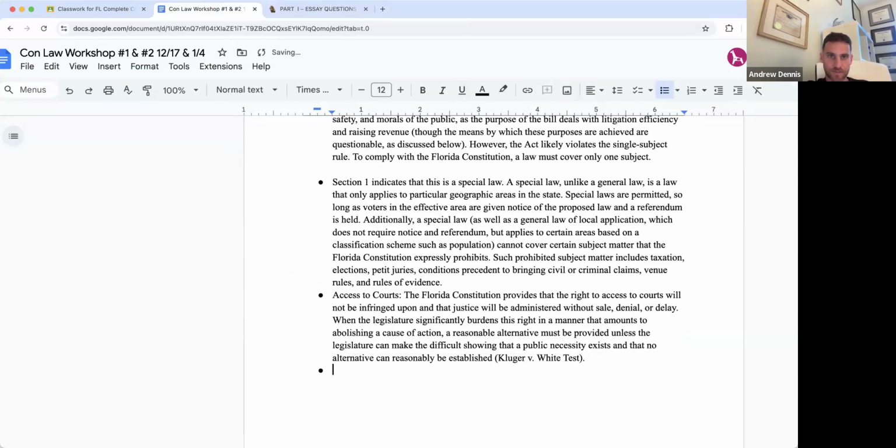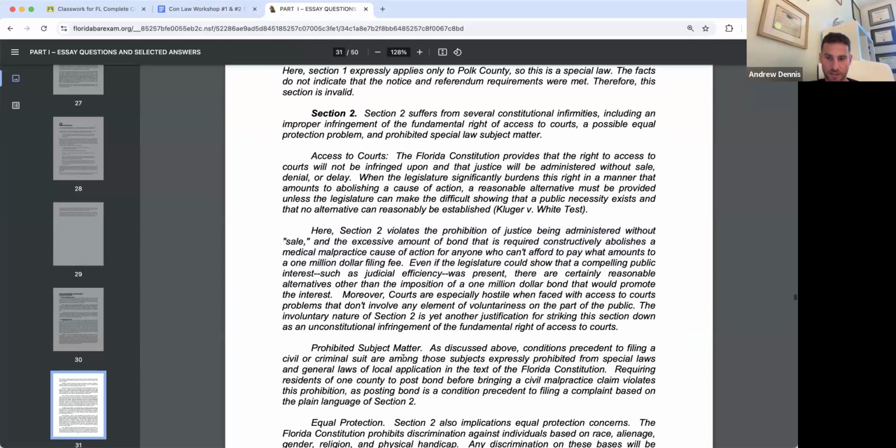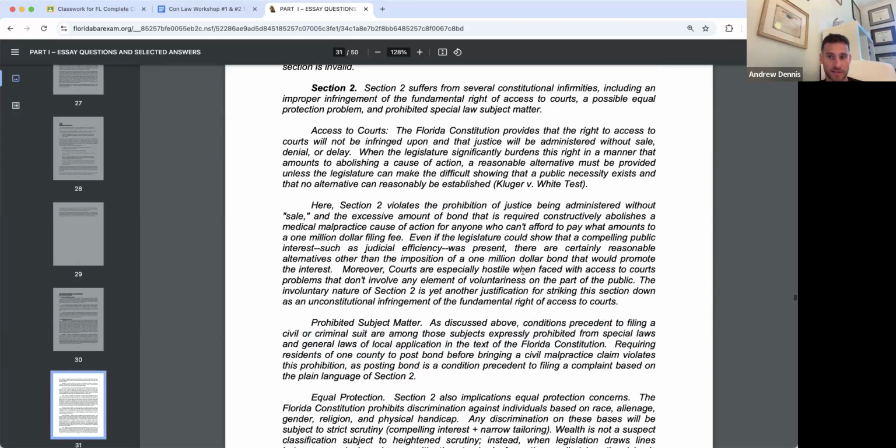Really good stuff. Here, it seems like there's a problem with the access to courts issue. Prohibited subject matter, requiring residents of one county to post bond before bringing a civil malpractice claim violates this prohibition, right? That's how they saw that it was a condition precedent. This is a really good essay to learn from.